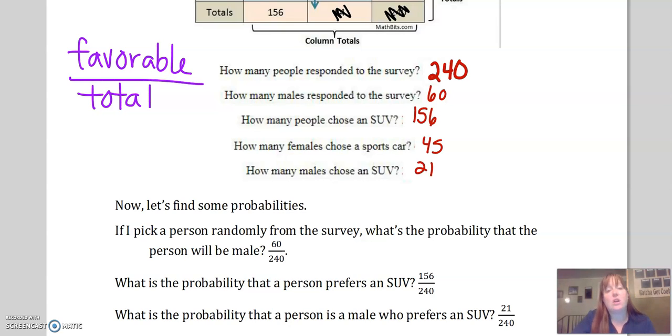So we say if there are 240 people total, what's the probability that if I picked one person from that group, I would get a male? Well, I would have 60 as my favorable outcomes. 60 people are males, and my total outcomes are 240. We could simplify this if we wanted, but we don't have to in this case. It's fine if you want to leave it like that. If we wanted to simplify this, we'd get 1/4. That would say, if I'm going to pick one person out of this group completely at random, what is the chance that I pick a male? It's a 1 in 4 chance that I'm going to pick a male.